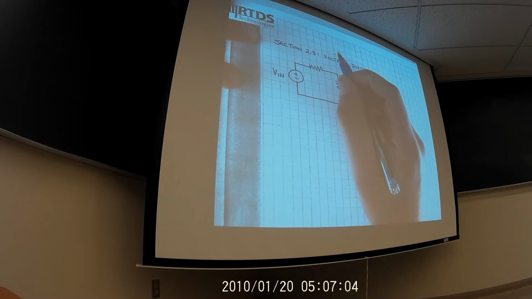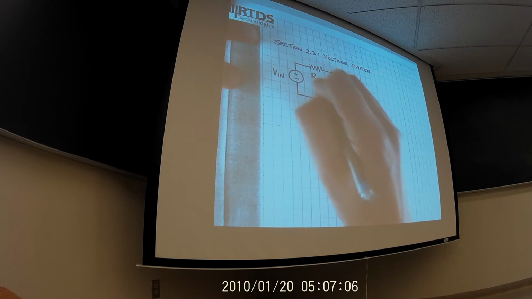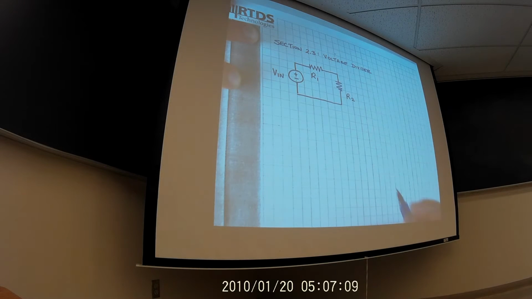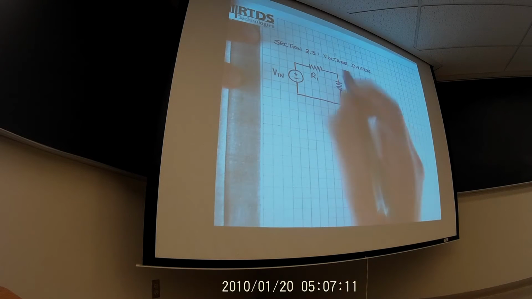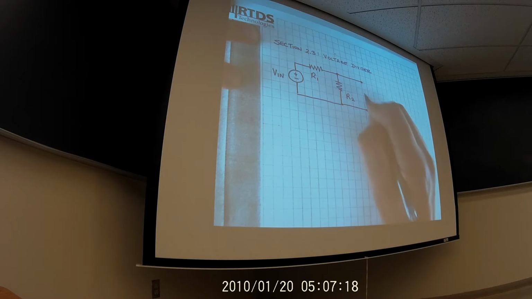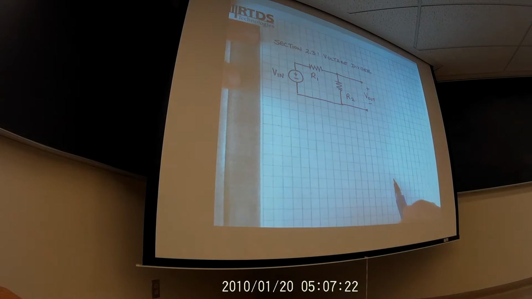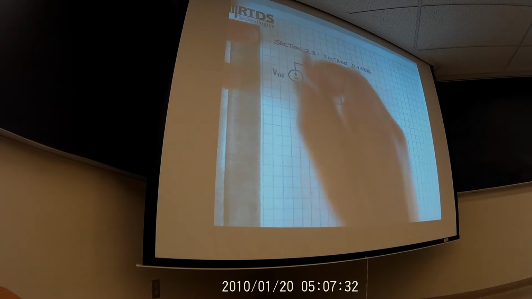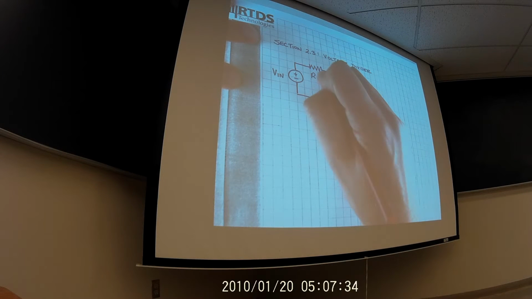And we'll call them R1 and R2. And the voltage across the second resistor we'll call V out. Or you could call it V load or whatever. So, the voltage V out is going to be dependent on the ratio between those 2 resistors.